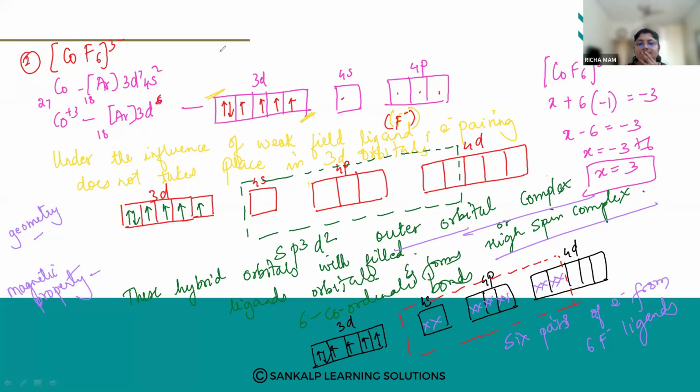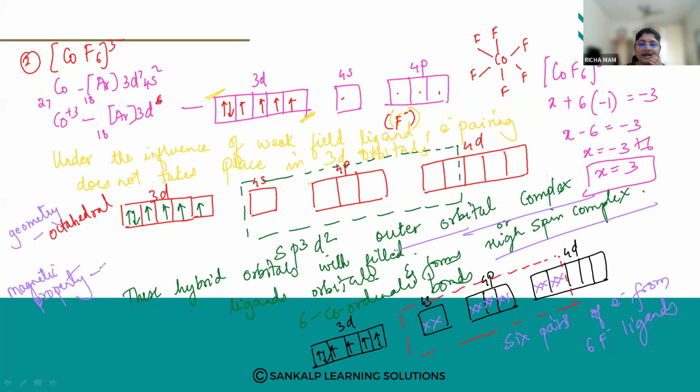What is the geometry? So cobalt is in the center and it is forming 6 coordinate bonds with the fluorine. So what type of geometry will it show when you have a coordination number 6? The number of ligands around the central metal atom is 6. So what will be the geometry, students? It will be an octahedral geometry. Yes, very good. Yes, baby has answered it. So it is an octahedral geometry.